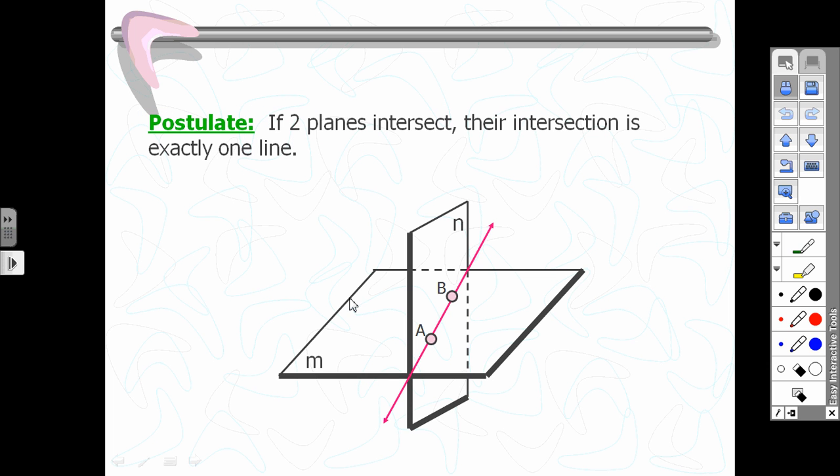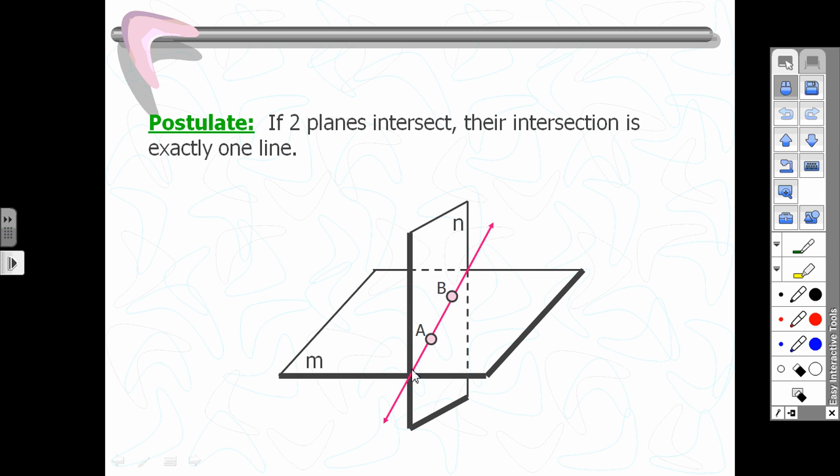Okay. Next postulate, now this one's really hard, this is why I have these diagrams drawn for you. Imagine trying to draw that yourself. Postulate says that now if you have 2 planes, so plane N and plane M, and they intersect each other, their intersection is exactly 1 line. So you can see this pink line AB going through both planes. And so that's where they intersect.